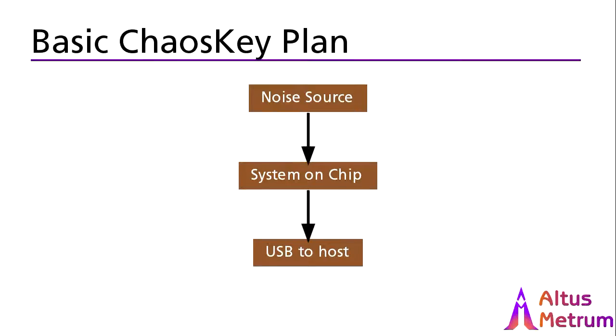Okay, so here's our basic ChaosKey plan, right? I want to generate a noise source, feed it into a system on chip, and pump it over USB. What's the system on chip in the middle there for? Well, it's classic. Your classic embedded computer, you have some collection of devices, and you wire them all together so you can do a bunch in software and save yourself a pile of hardware. We could, of course, have built this entirely custom. You can imagine a little FPGA program to talk in hardware to the noise source and have a little USB thingy going on in that. You could make this look a lot like hardware.